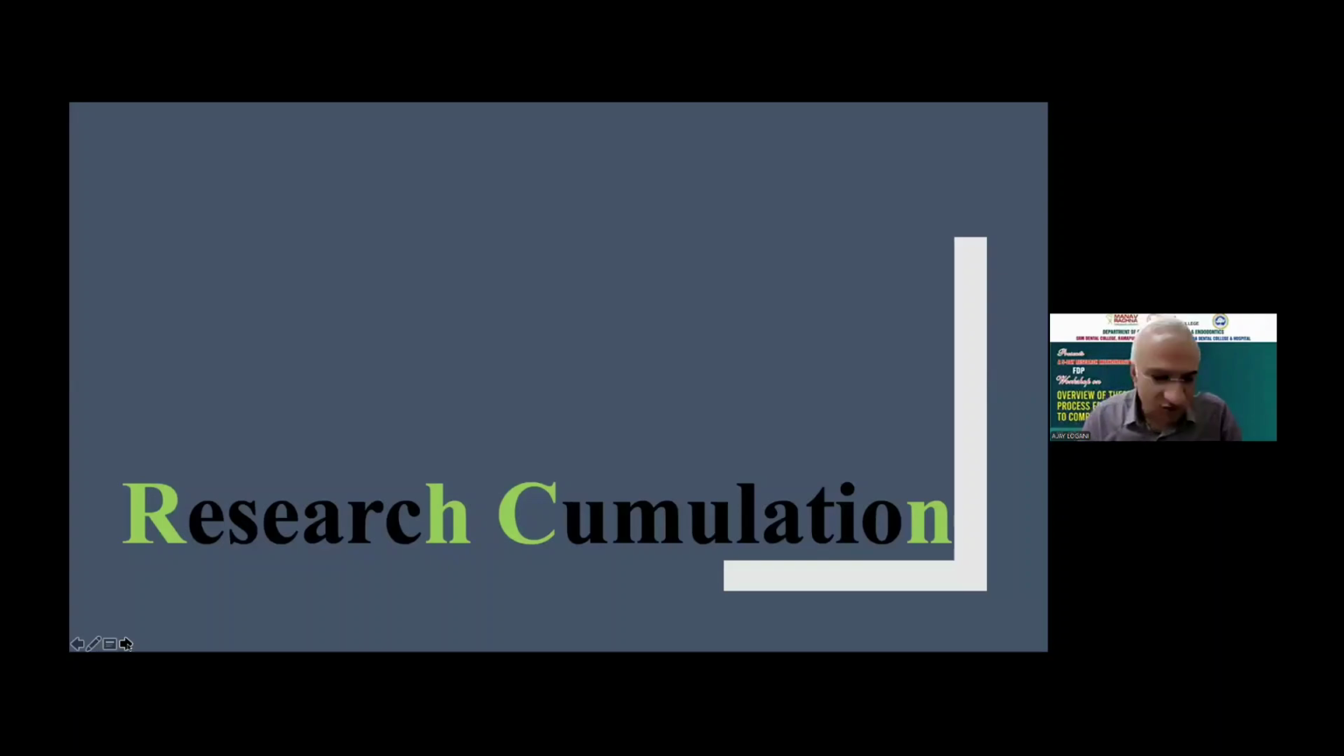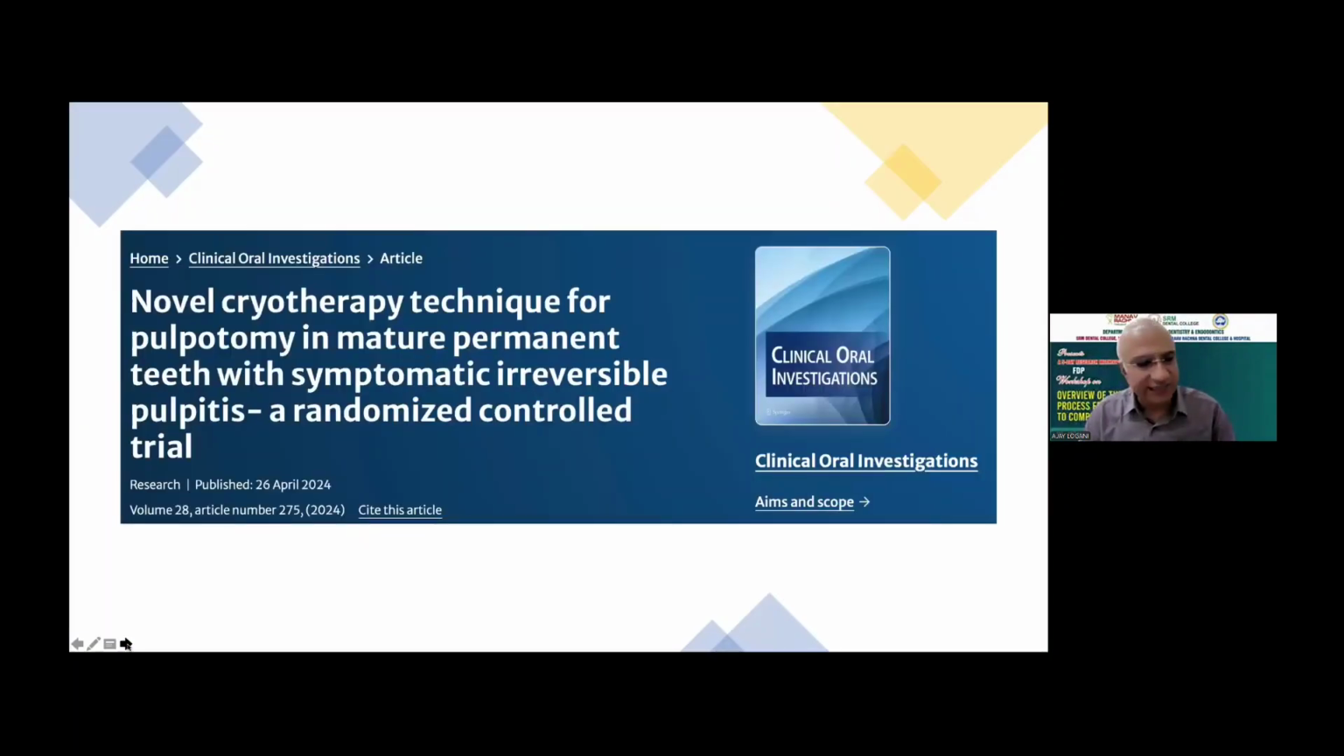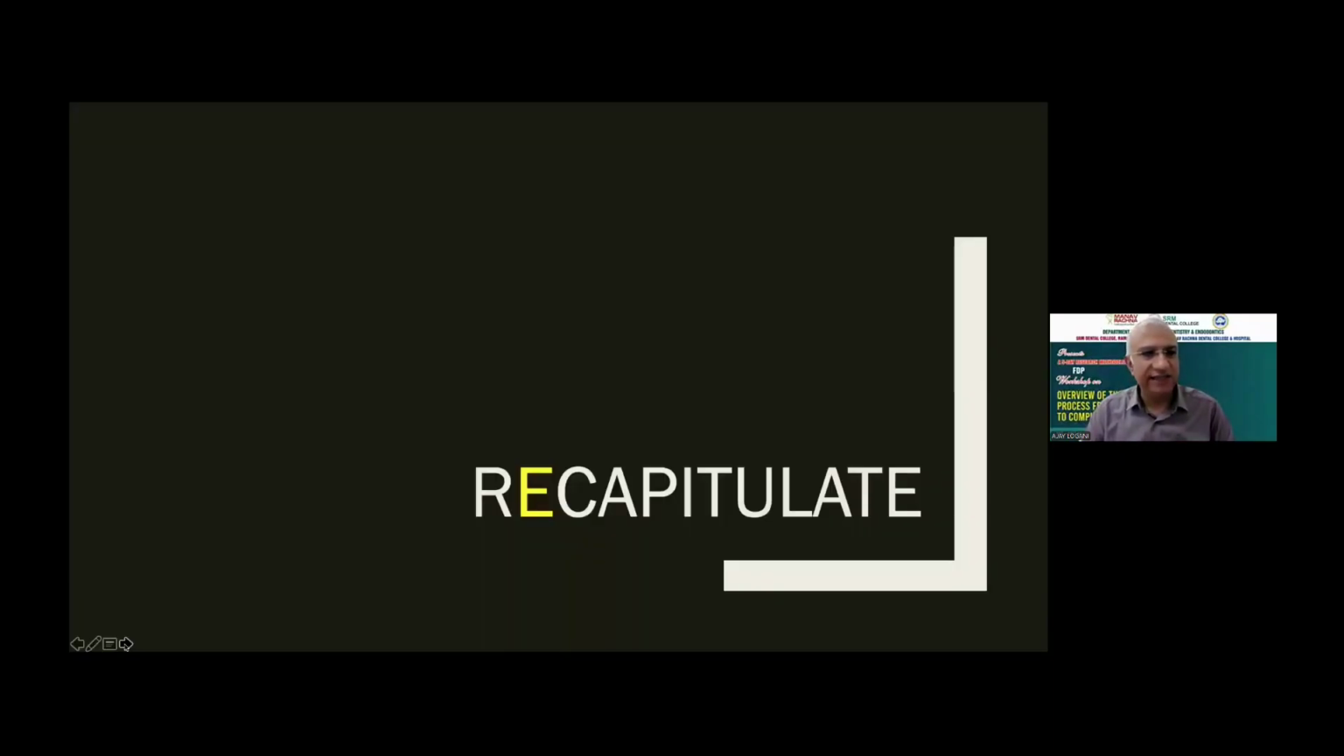As far as the research accumulation is concerned, obviously it has to be published, because doing an RCT and not publishing is a wastage of time and effort. So please make sure that the research accumulation is that you get it published in the end.